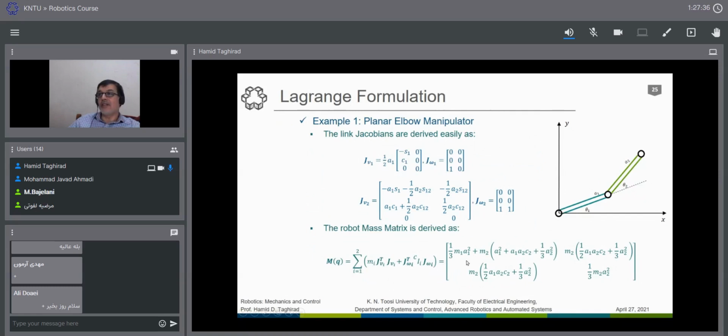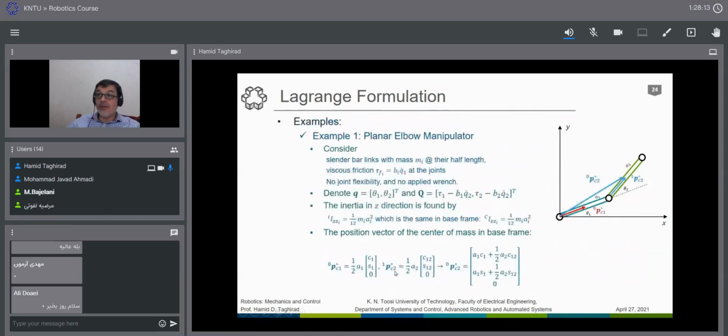You can find this J matrix as this one. JV1 will contribute in many of these terms, and JV2 and JV1 will contribute into the M1, A1 terms actually. This comes from the first component, and the rest comes from the other component. I have written a program to do that. Of course, you can do it by hand, but it is much easier to write a program, and you find the mass matrix very easily.